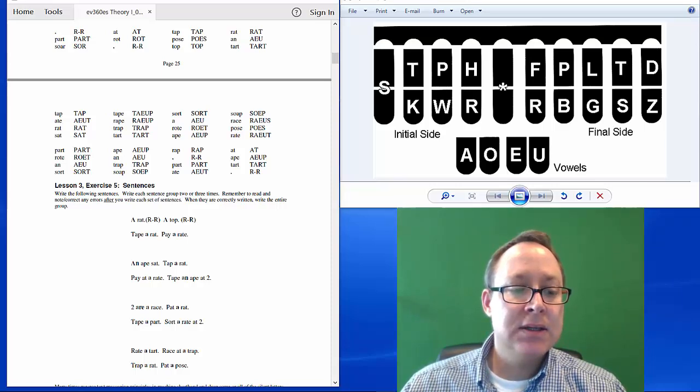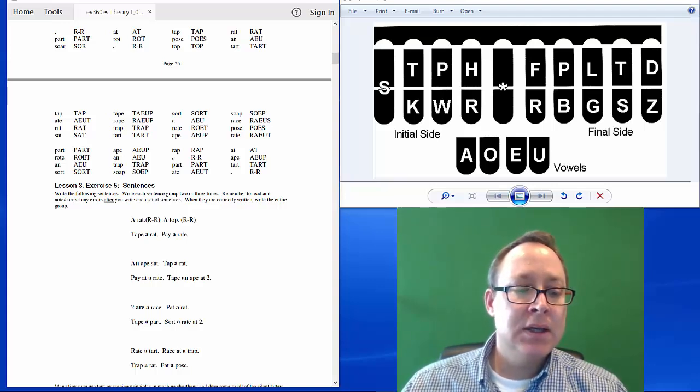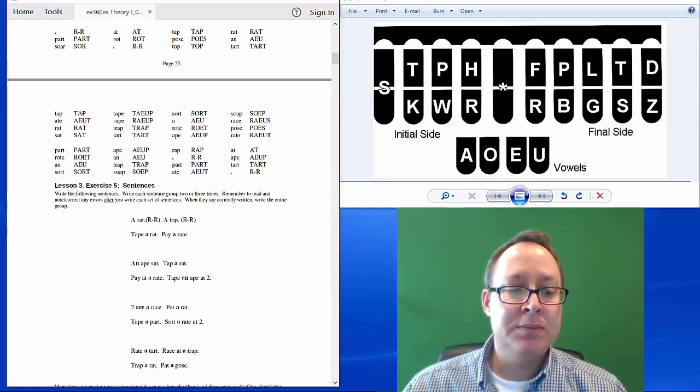Race at a trap, period. Trap a rat, period. Pat a pose, period.